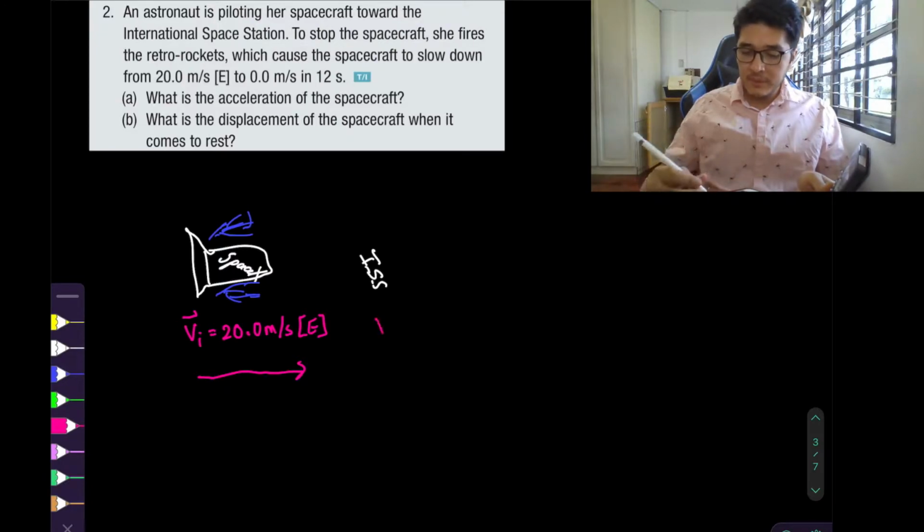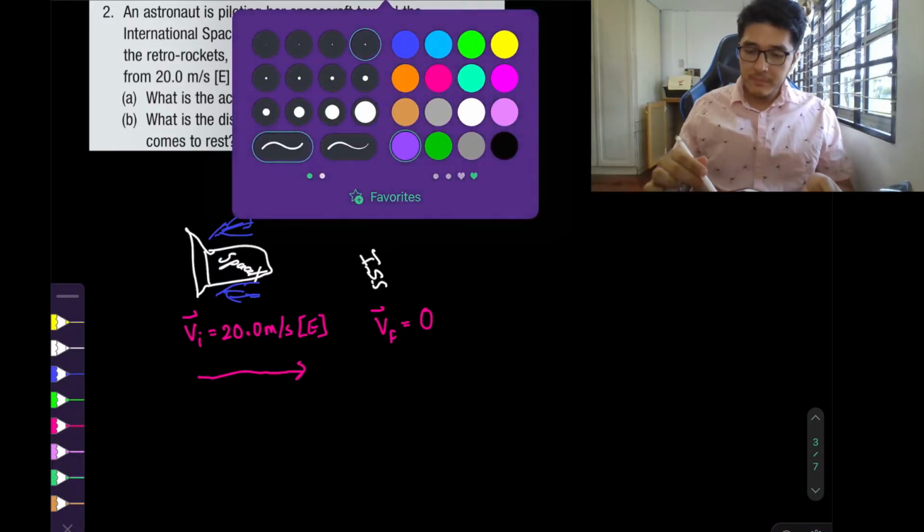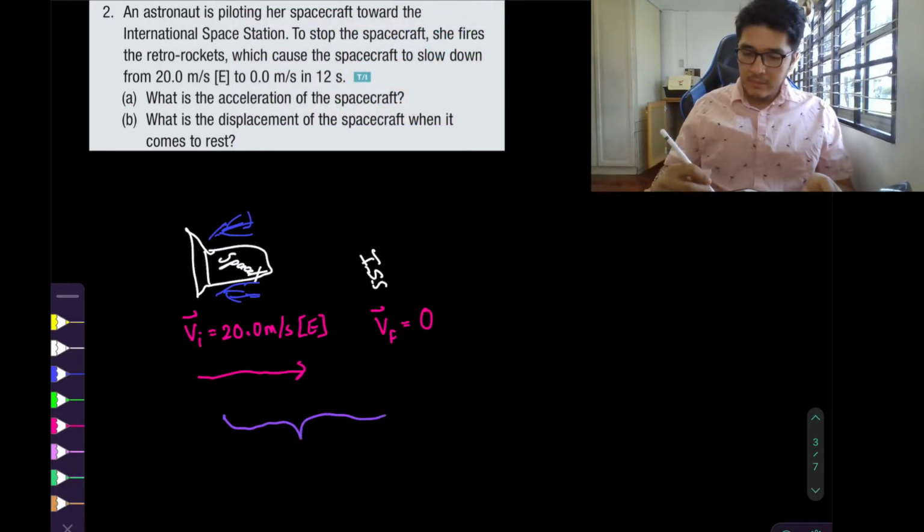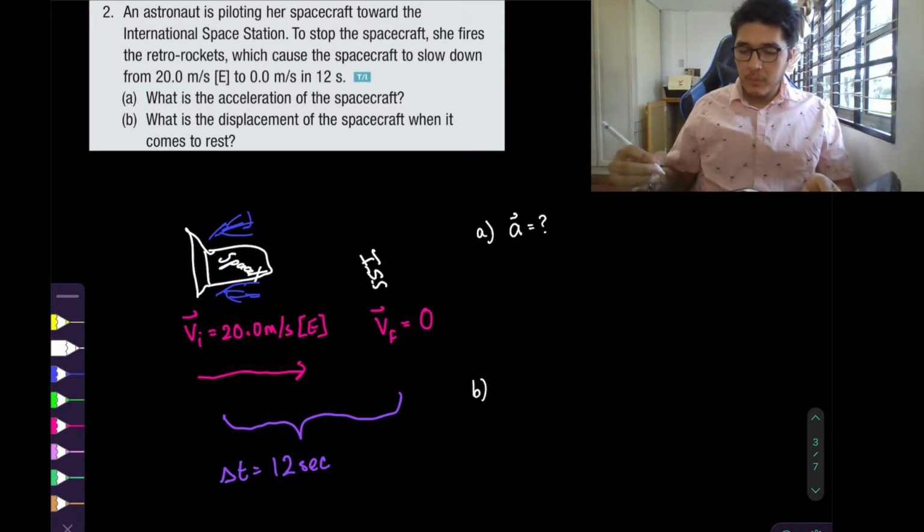So that means her final velocity is 0, right? Because you're coming to a complete stop, I suppose. And this time interval takes 12 seconds. So they're asking us to find A, what is the acceleration of the spacecraft, and B, what is the displacement of the spacecraft?